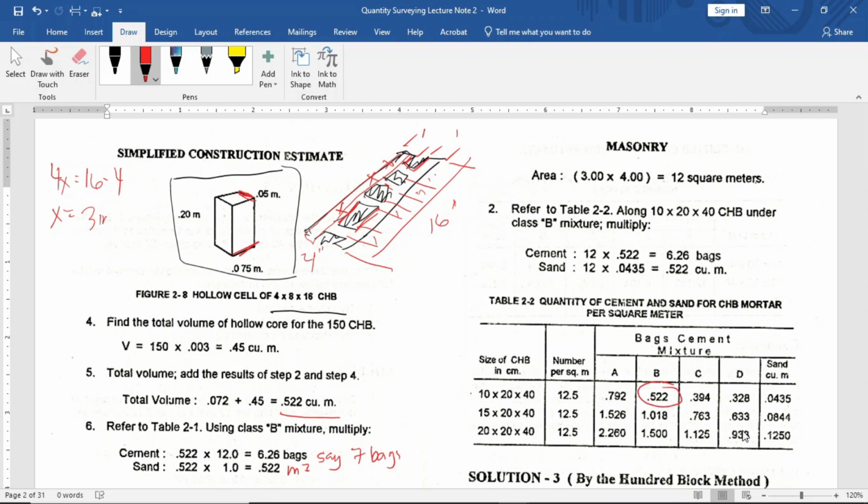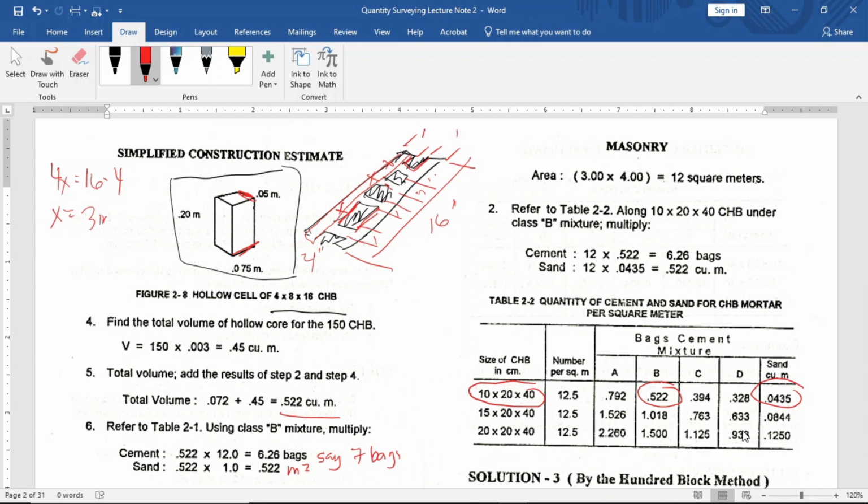Kasi, ang size ng CHB natin is 10 by 20 by 40. So, sand is 0.0435. So, mas madali yung ano natin, yung sa area. As long as alam natin yung table. Kasi yung sa volume kanina, dumaan pa tayo sa mahabang proseso. Kunin mo lang yung area, tingin ka lang sa table, hanapin mo lang kung anong class, makuha mo na yung number of bags tsaka volume of sand.